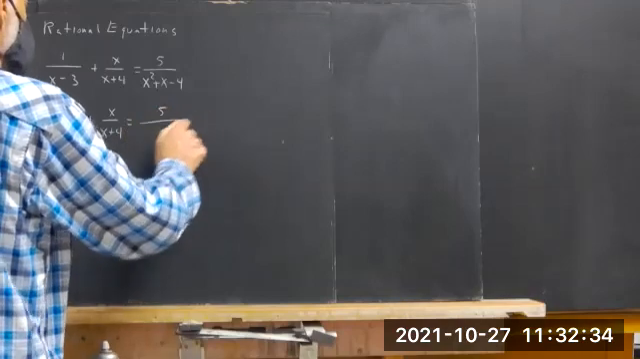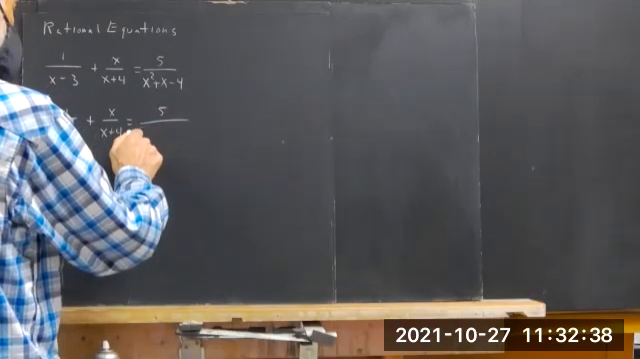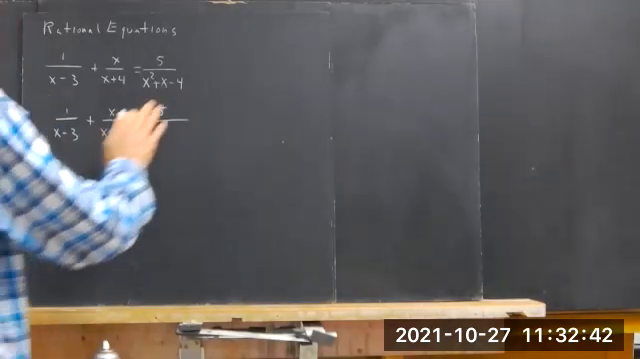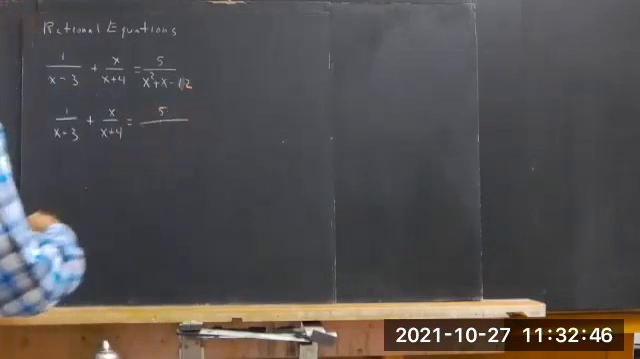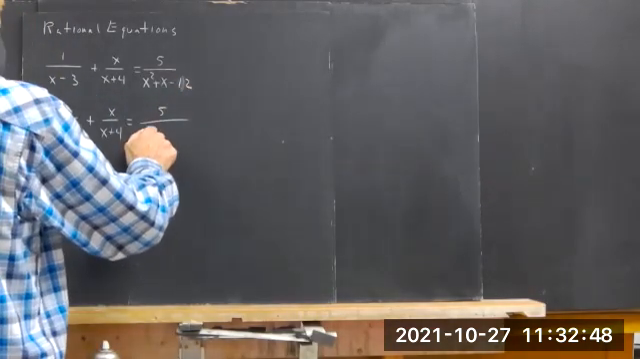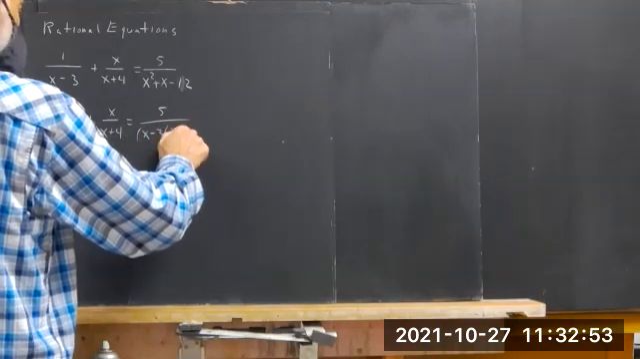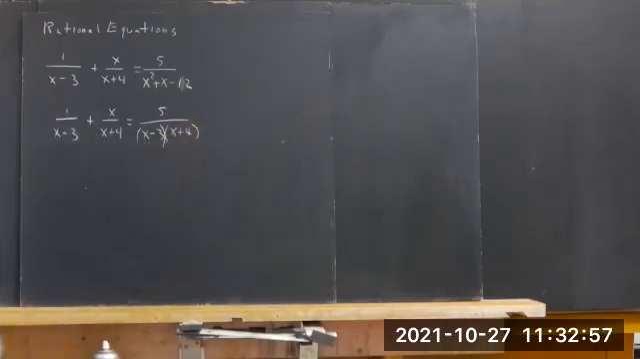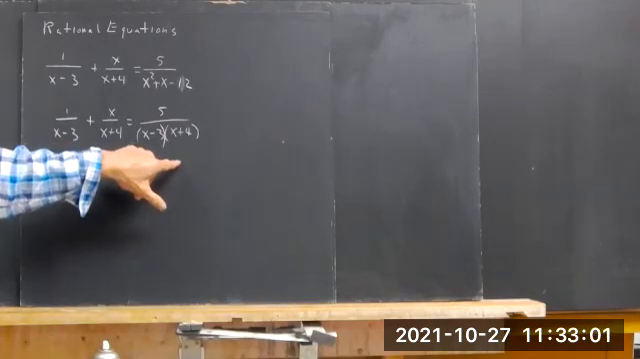And move back this, we get 5 over. Factor the 1 and 2. Okay. Make sense?